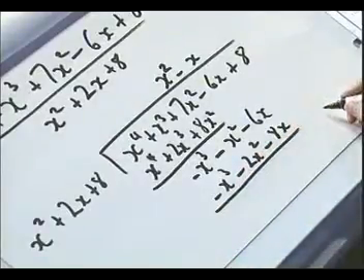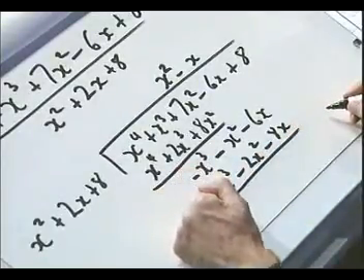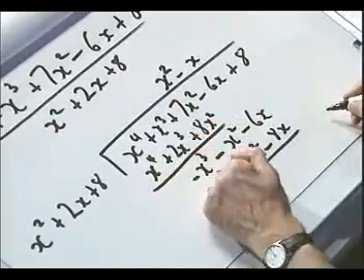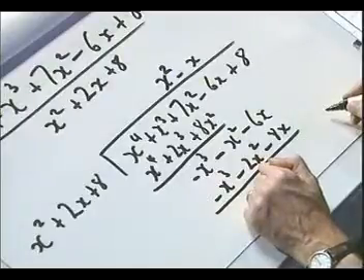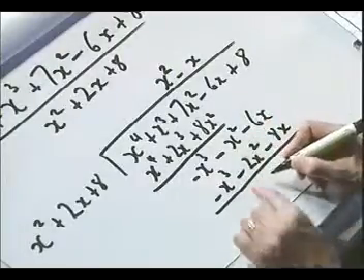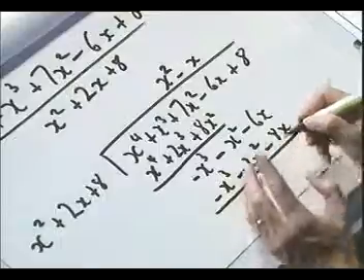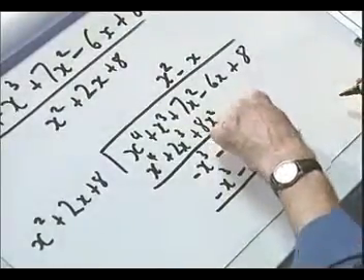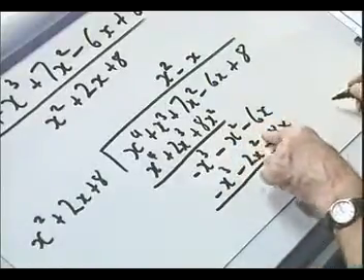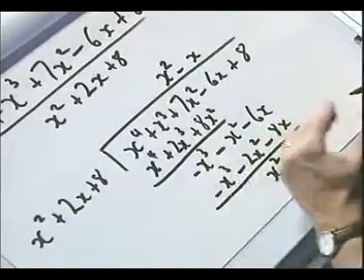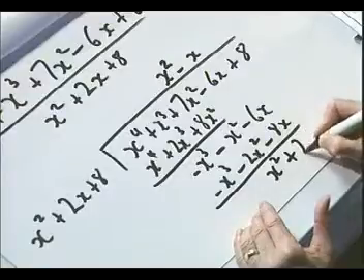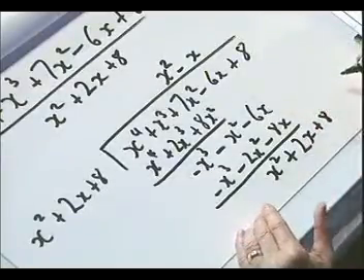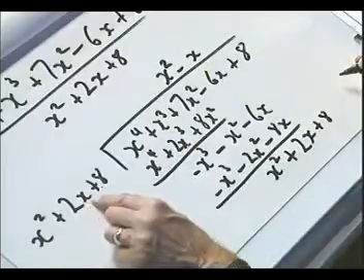Do the subtraction. Minus x cubed, take away minus x cubed, no x cubes. Minus x squared minus minus 2x squared. Well, the minus minus is a plus, so effectively that's minus x squared plus 2x squared, which just gives us x squared. Minus 6x minus minus 8x. Well, that's minus 6x plus 8x, which gives us plus 2x. And bring down the next one, x squared plus 2x plus 8.